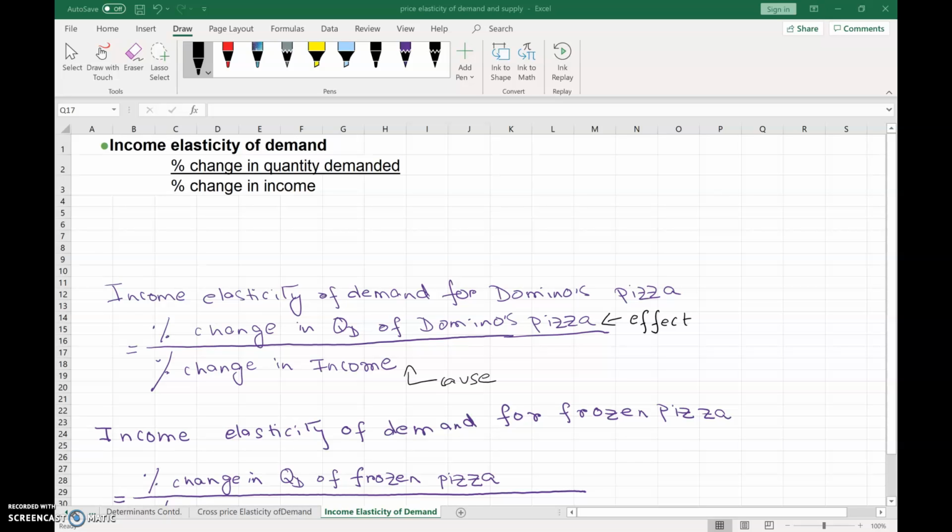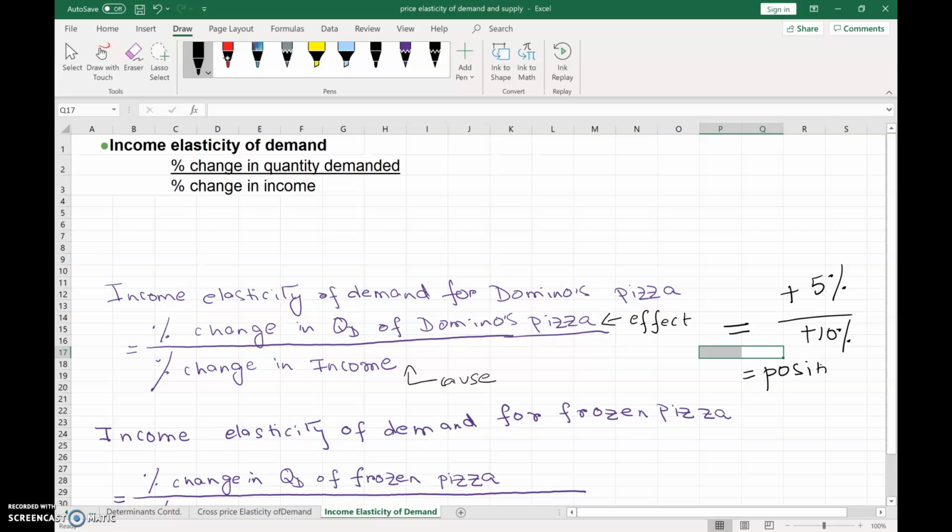The income elasticity of demand for Domino's pizza is equal to the percentage change in quantity demanded of Domino's pizza in the numerator and the percentage change in income in the denominator. So as before, anything in the denominator is the cause, anything in the numerator is the effect. Let's say the income is up by 10% and demand for Domino's pizza is up by 5%.